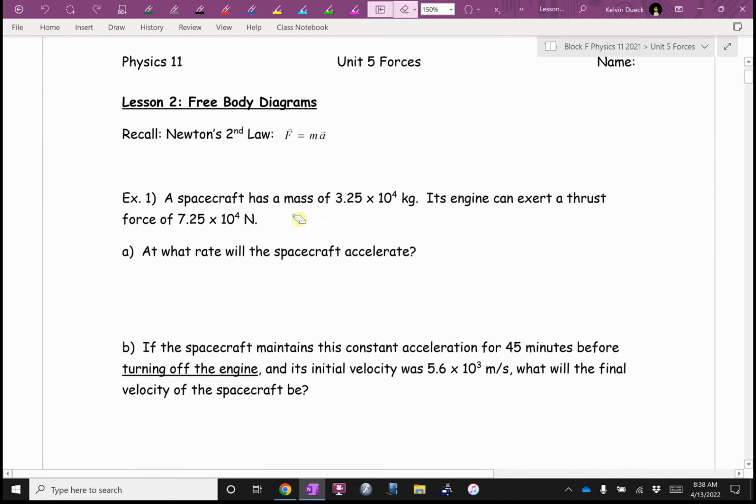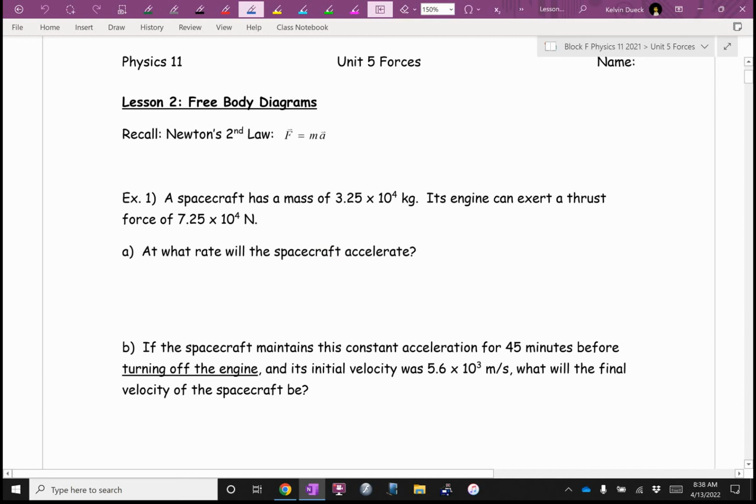F equals ma. A spacecraft has a mass of 3.25 times 10 to the fourth kilograms. Its engine can exert a thrust force of 7.25 times 10 to the fourth newtons. Cool. What does part A want me to find? You look like you're zoning out. You back with me? What's part A asking? At what rate will the spacecraft what? Okay, it wants us to find acceleration.